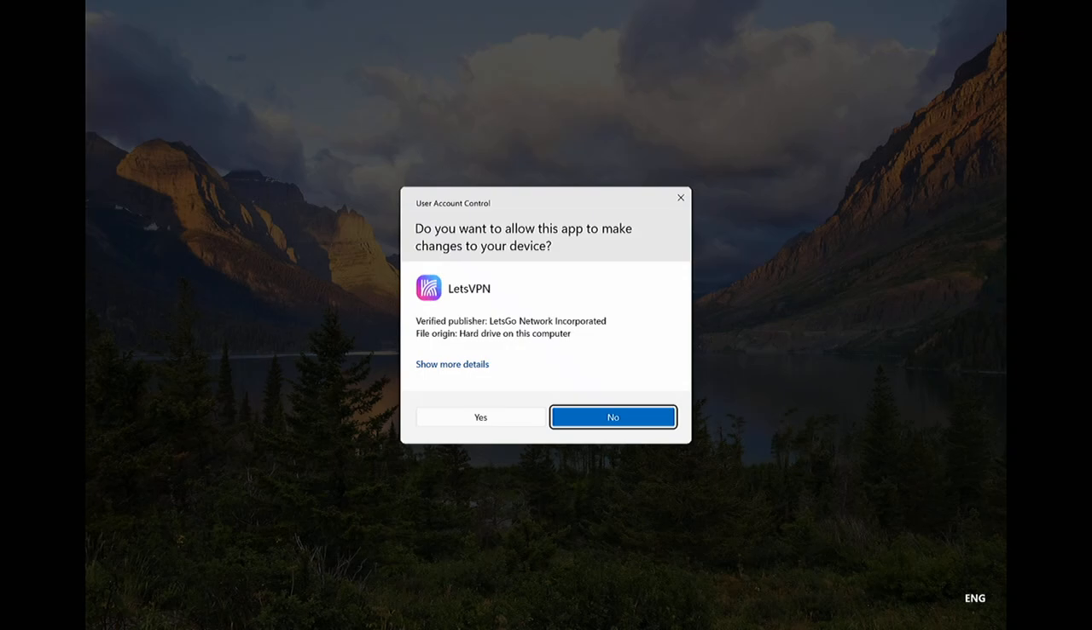Velocity is 13 meters per second, so mass flow rate, rho A1 V1, is going to be 57.4 kilos per second.